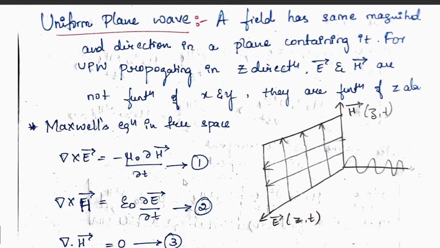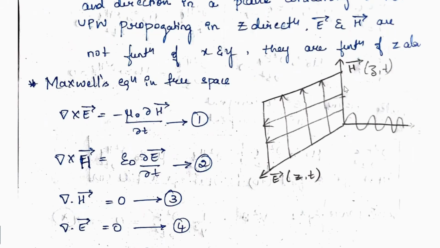Next topic is the uniform plane wave. A field has some magnitude and direction in a plane containing it. For uniform plane wave propagation in the z direction, the E vector, that is the electric field, and the magnetic field are not functions of x and y. They are functions of z alone. So this is a plane. This is our H vector, E vector.